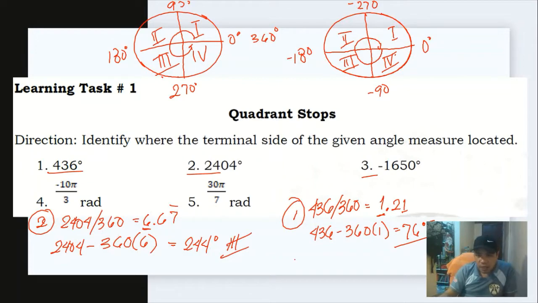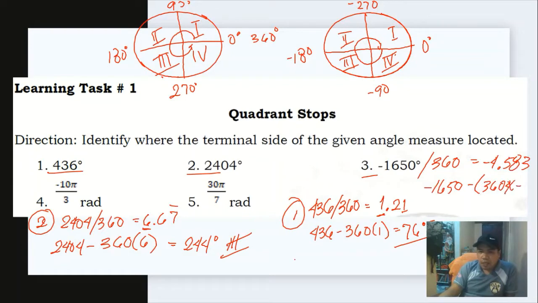Number 3, negative 1650. So this time, a negative angle. Negative 1650 divided by 360 will give us negative 4.583. So negative 1650 minus 360 times negative 4. And this will give us negative 210 degrees. This time, since it is negative, it is in the second quadrant.